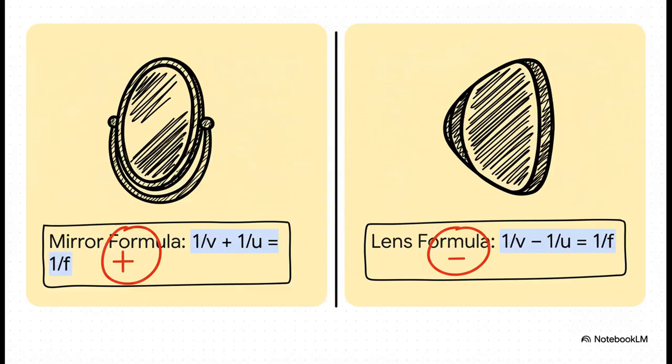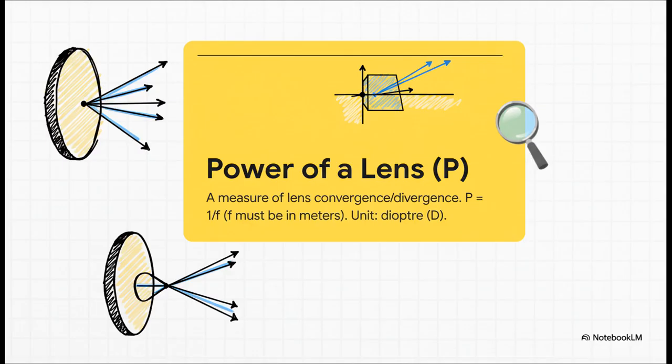That's it. And very quickly, let's talk about the power of a lens. This often comes as a 1 or 2 mark question. Power is just 1 divided by the focal length. But remember, the focal length must be in meters for this formula to work. The unit is diopter, which you might have seen on your glasses prescription.